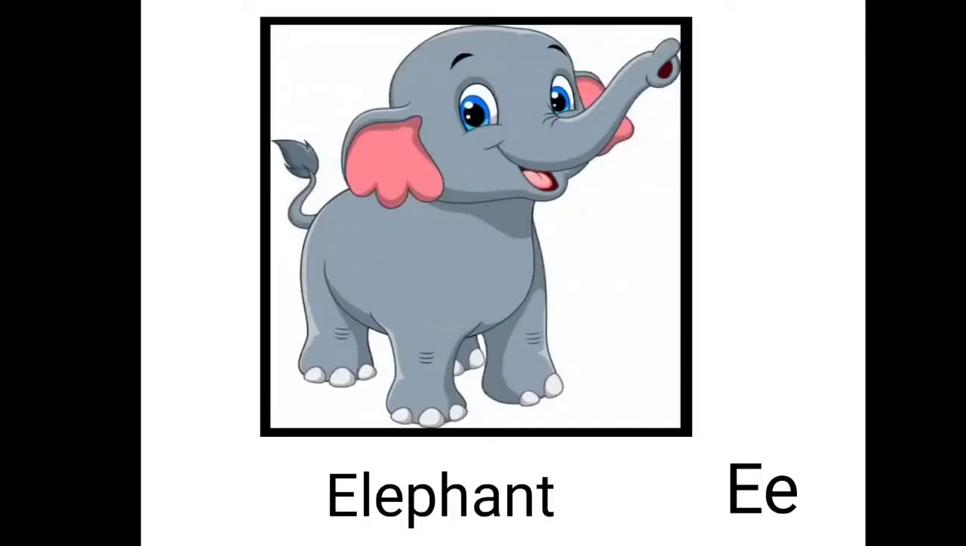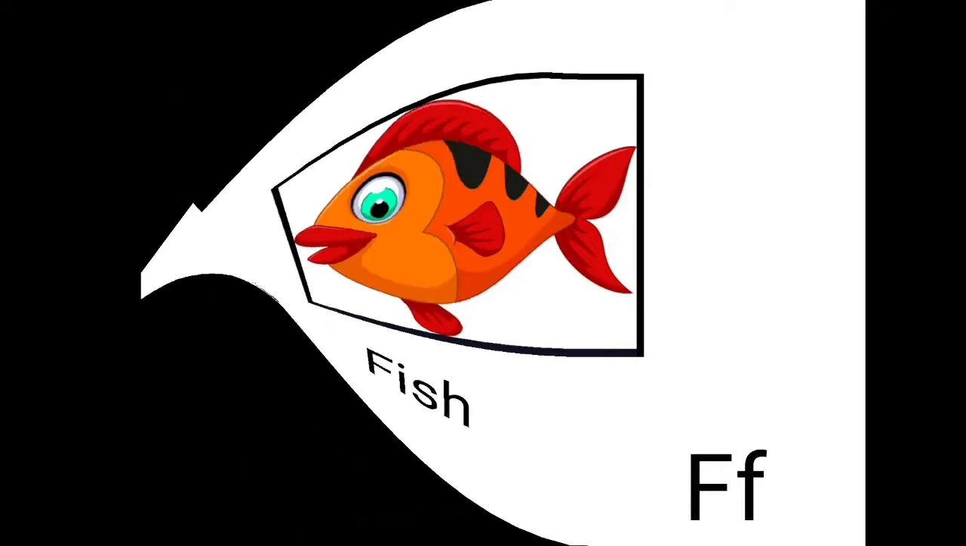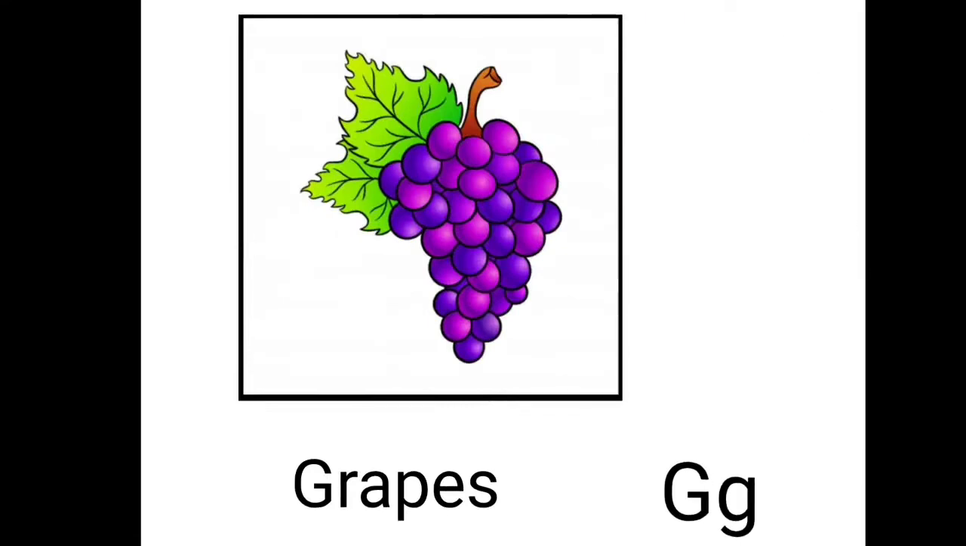Elephant. Eh. Eh. Eh. Elephant. Eh. Eh. Eh. Fish. F. F. F. F. Grapes. G. G. G. G. G. G. Grapes.